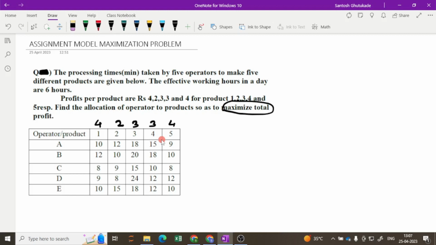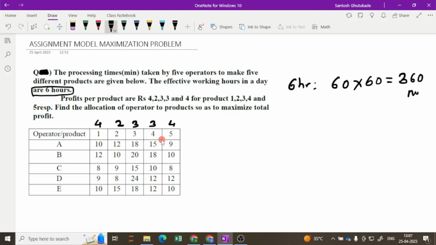If you check here, the total effective working hours are 6 hours. So 6 hours means 60 minutes in each hour, times 6, so there are 360 minutes available in the 6 hours. Now in the matrix you can see 10 minutes are required for operator A to complete product 1. So first we will calculate the product matrix, that is, how many products we can produce in a given time.